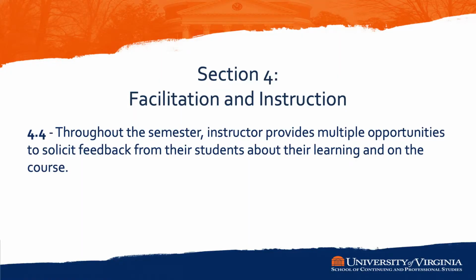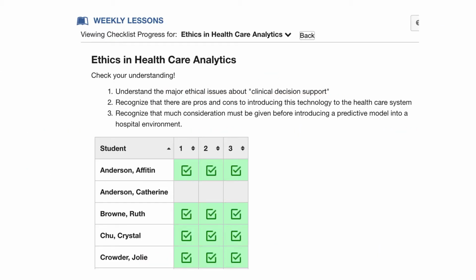Another objective of facilitation and instruction is that throughout the semester, instructor provides multiple opportunities to solicit feedback from their students about their learning and on the course. Getting student feedback can be either direct or indirect. You can use checklists or forums to get direct feedback from your students. But if you use item analysis tool in your course site, you may get indirect feedback without directly asking.